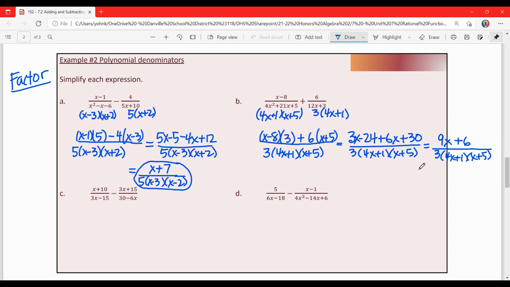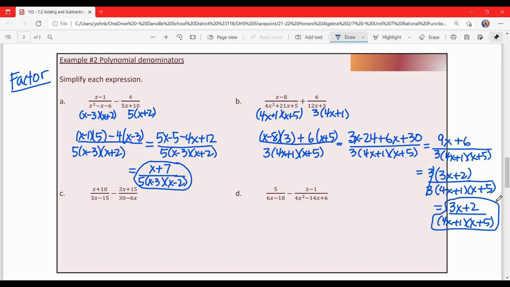Well, you'd think we'd be done, but we're not, because in the numerator, I can factor a 3 out, and I'm left with 3x plus 2. On the bottom, I have 3 times (4x plus 1)(x plus 5). Almost there. I got a 3 on the top and a 3 on the bottom. Those can simplify. And so I'm left with 3x plus 2 on the top and (4x plus 1)(x plus 5) on the bottom. And there's my answer.